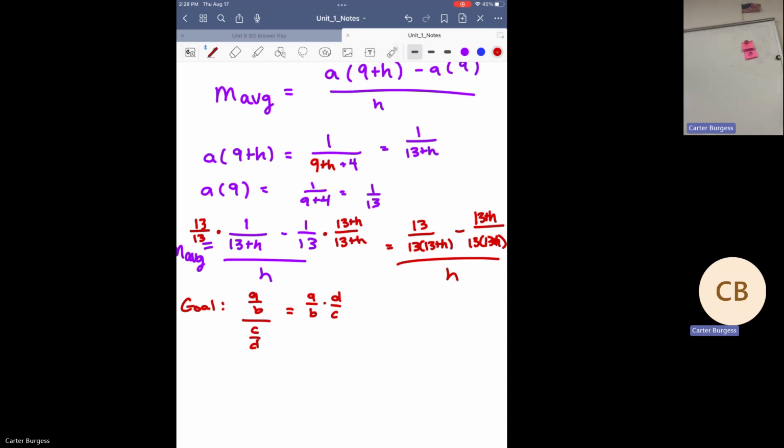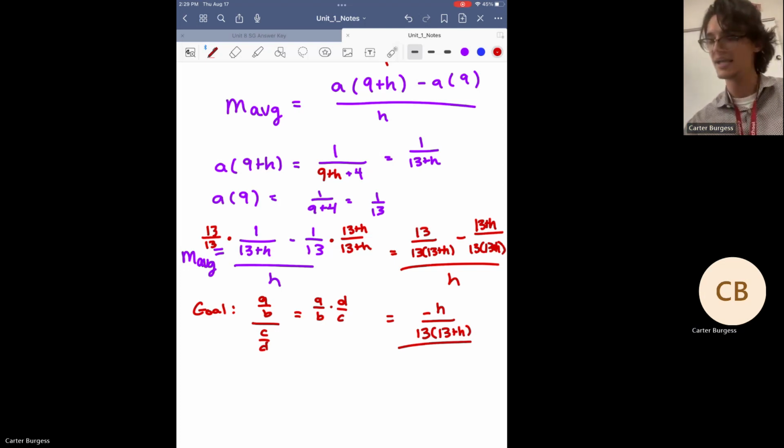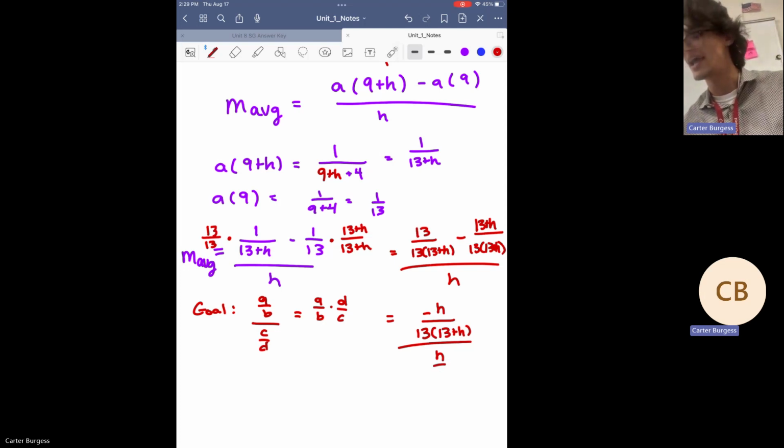Problem here, not really a problem, just a thing to note, is that this negative is hitting the 13 and what else? The h. Both the 13 is getting subtracted and the h is getting subtracted. We do out the subtraction. 13 minus h. This is going to give us negative h over 13 times 13 plus h, all divided by h. And for that last piece of our tower, I'm going to write this h as h over 1, just so it's really clear what I am doing.